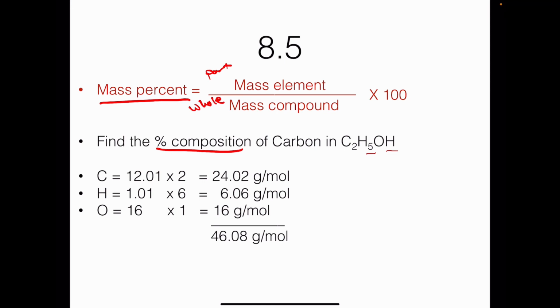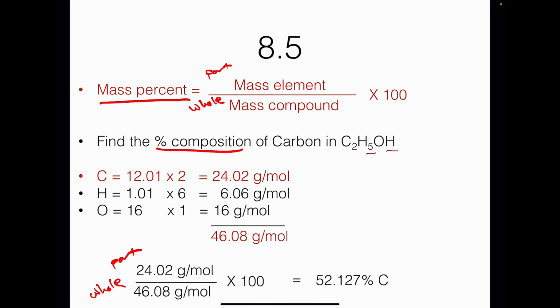So what we want to do is take the part, which is 24.02. Remember, this is your part. And we want to divide that by the whole. And the whole is 46.08 grams per mole. After multiplying by 100, we see that carbon makes up 52.127% of this compound.